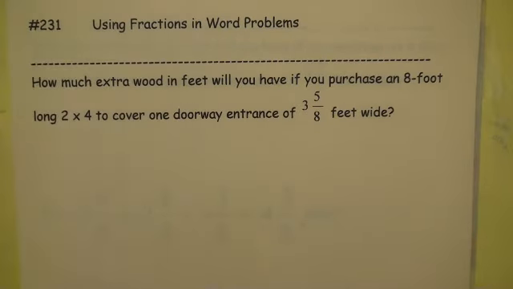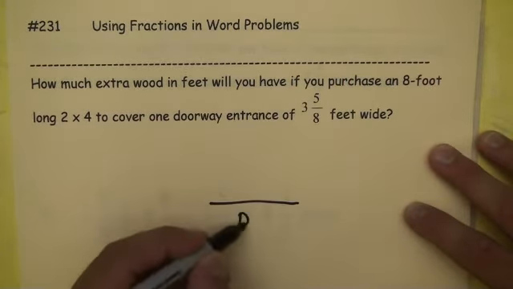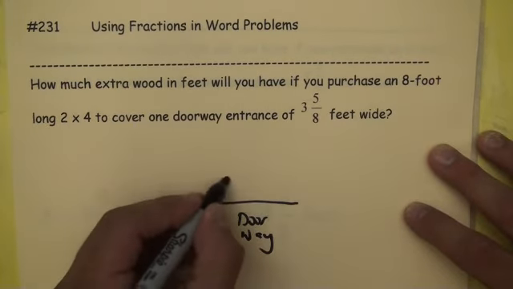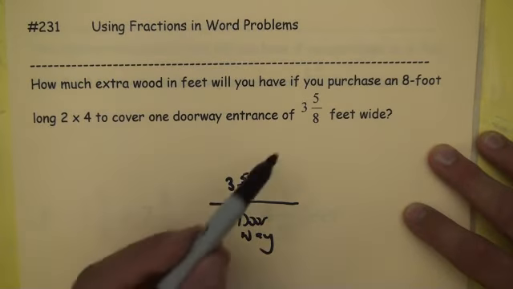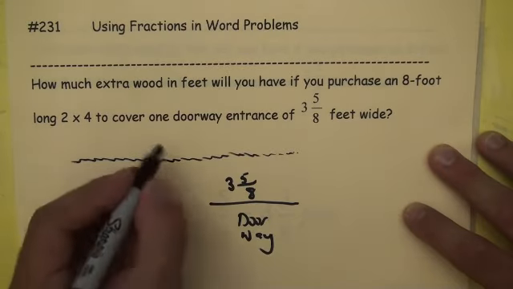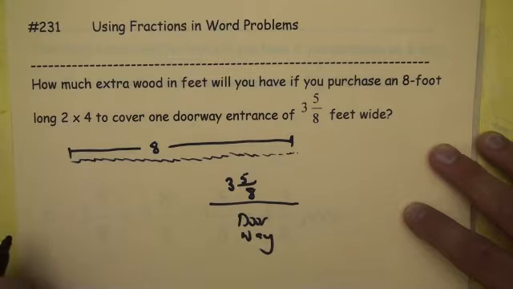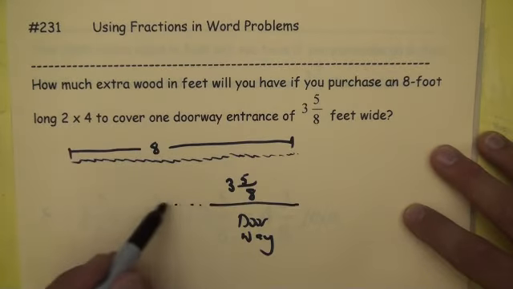Now, one of the first things we're going to want to do here, obviously, is for any word problem, most of the time you want to sketch what's happening. So you just kind of sketch your doorway, and you just label it 3 5/8, and then we just draw above it. We have this piece of wood that's 8 feet wide. So therefore, how much extra do you have? Well, that would be this part right here.